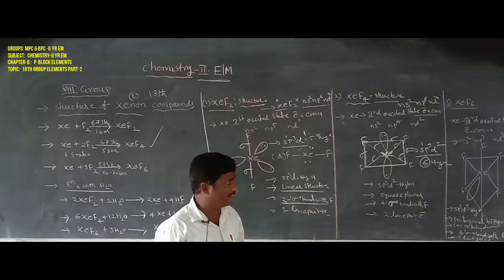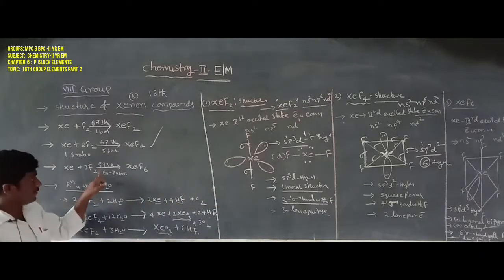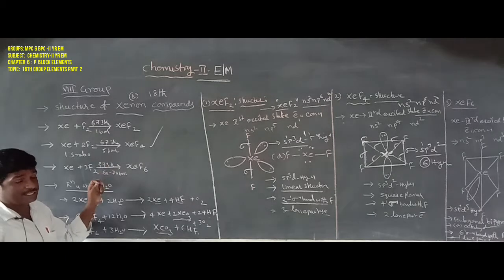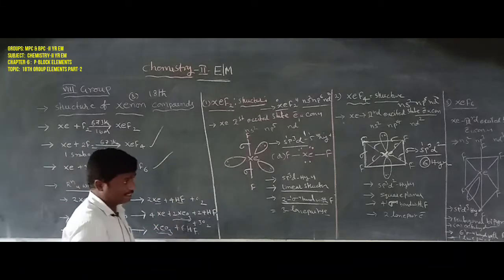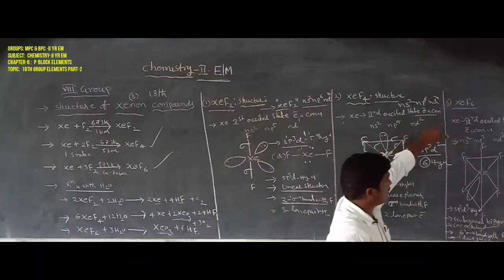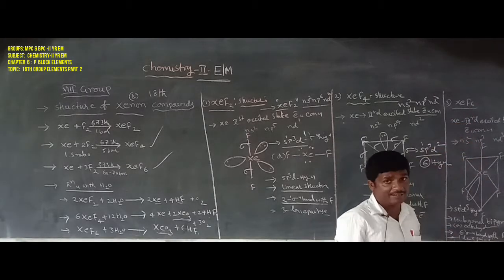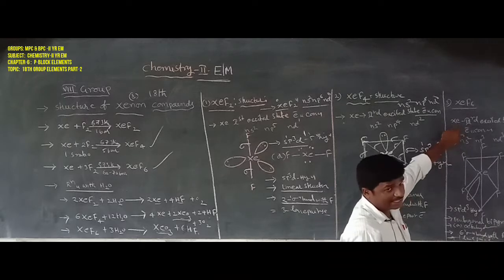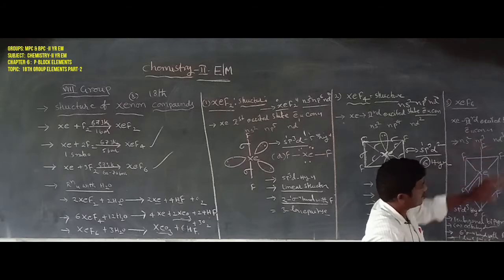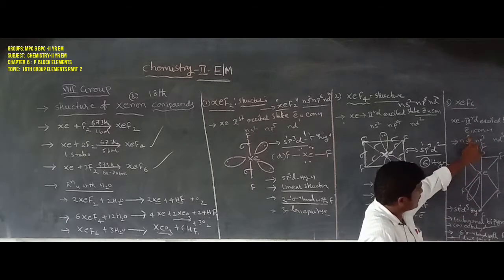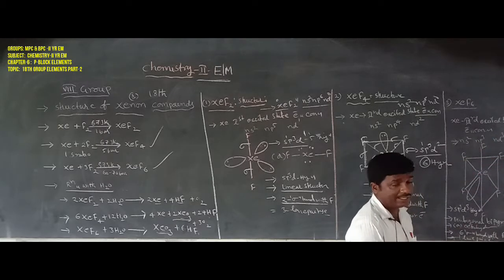Another one: xenon reacts with fluorine at 573 Kelvin and 60 to 70 bar pressure to form xenon hexafluoride. That is the preparation of xenon hexafluoride. Now the structure of xenon hexafluoride: xenon is the central metal atom. Its second excited electron configuration is ns2 np3 nd3. The s orbital has 2 electrons, the p orbital has 3 electrons, and the d orbital has 3 electrons.